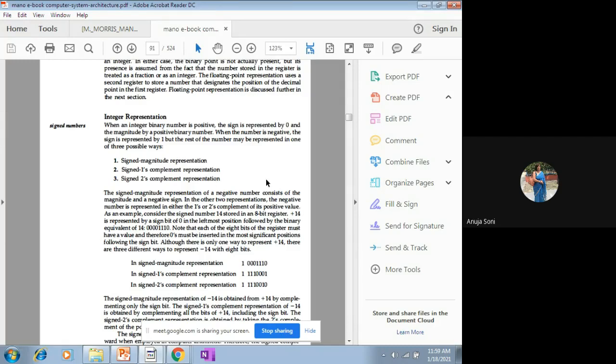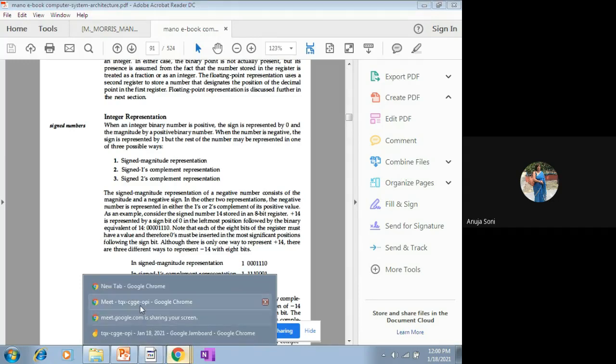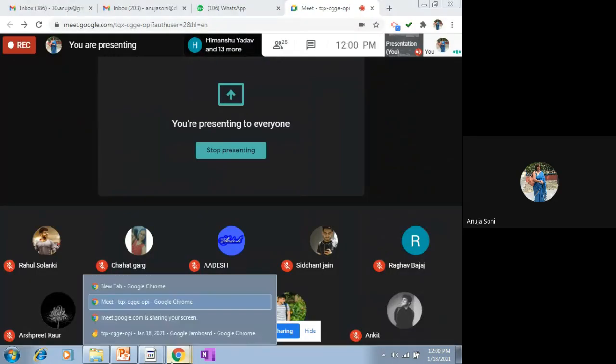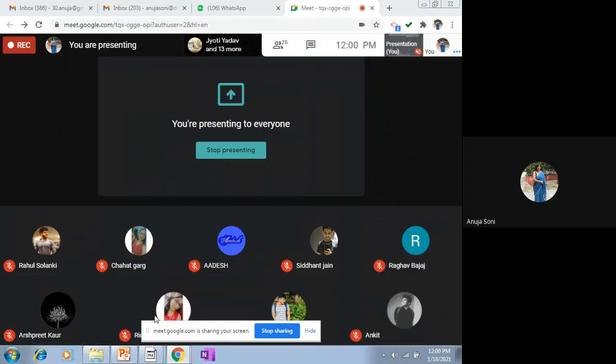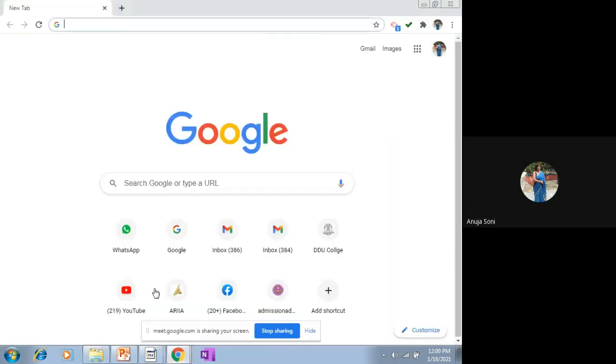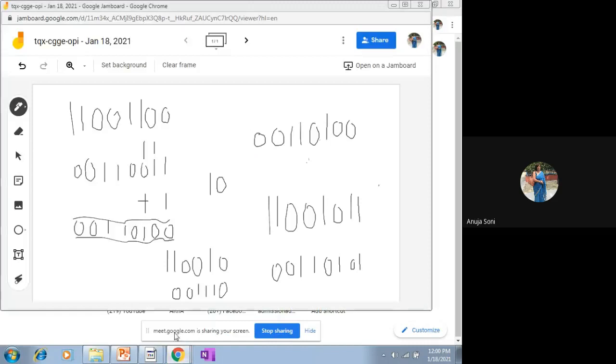So if you talk about -7, first of all, you'll have to convert that 7 into binary form, and the value will be 111. Fine. And afterwards, you have to represent it in the sign magnitude representation. How will you represent it? Let me make use of the whiteboard to manually solve it. Let me share the whiteboard. Yes, this is the whiteboard.